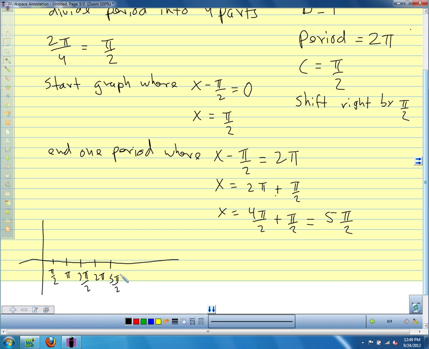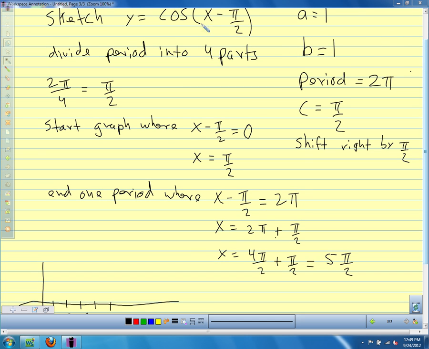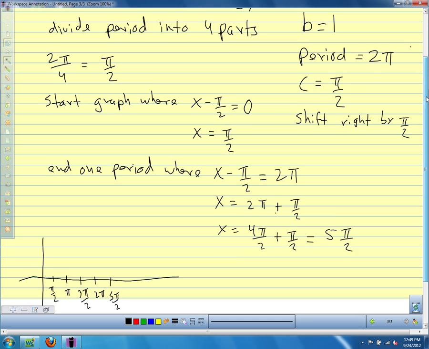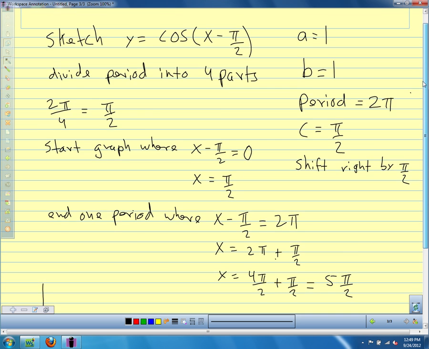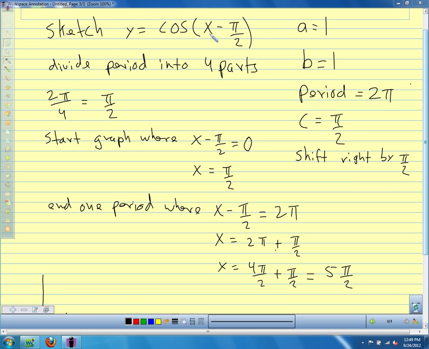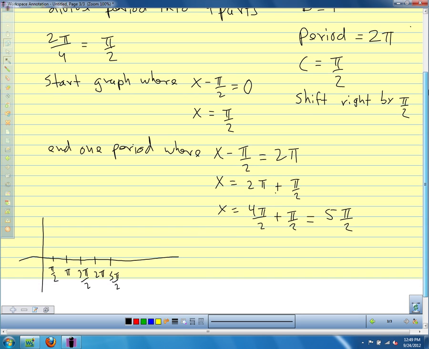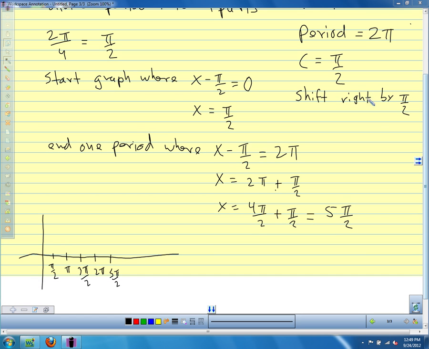So I'm going to plug each of these x values into my function to get a point to graph. Let's start at pi over 2. If x equals pi over 2, I get the cosine of pi over 2 minus pi over 2, or the cosine of 0. What's the cosine of 0? From our unit circle, cosine of 0 is 1. So here's 1, here's -1. So here at pi over 2, y is going to be 1. I'm just plugging these points into my function.